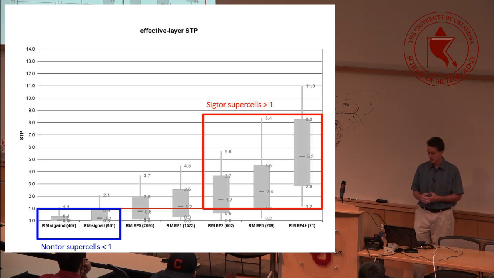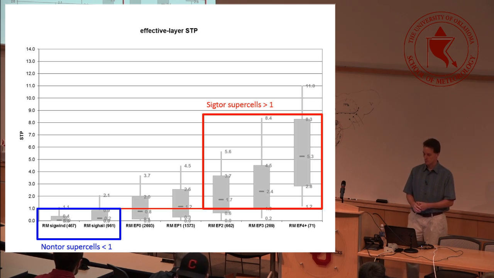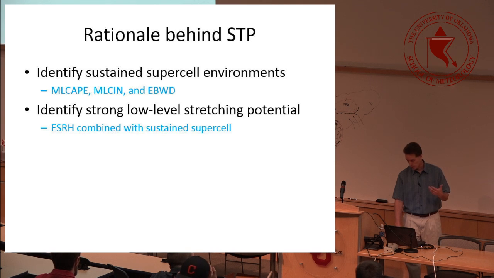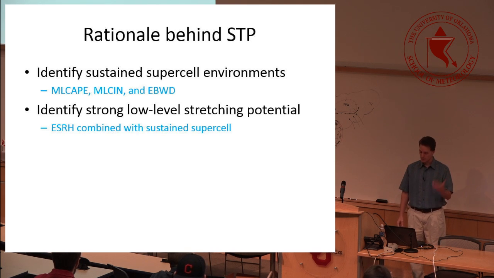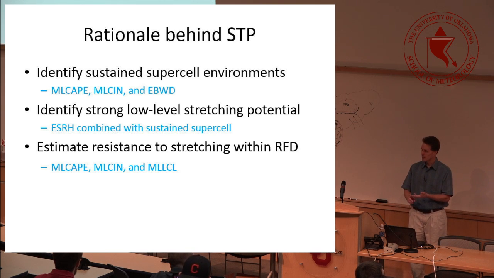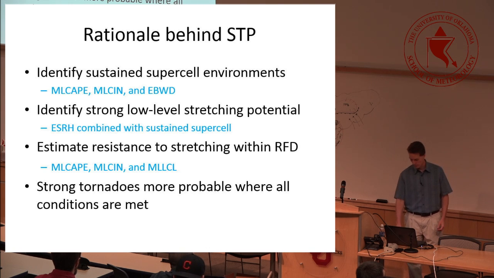Does that mean we have it all figured out? Of course not. But at least there is some physical basis for doing it this way. All right, so again, the rationale: we want sustained supercell environments. You want to identify environments that favor strong low-level stretching. You want to have some way to estimate the resistance to the stretching. And again, when all these conditions are met, strong tornadoes are more probable, not guaranteed, but probable.